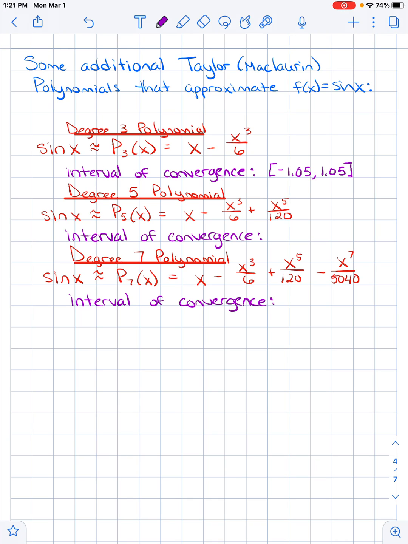So I hope you're wondering, where on earth do these terms come from? I just gave you the third degree, the fifth, and the seventh, and you'll notice that the third degree polynomial is also included in the fifth degree polynomial. So I just took the third degree and added on another term. Then I took the fifth degree and added on the seventh power. So what I'd like you to do is notice the pattern here.